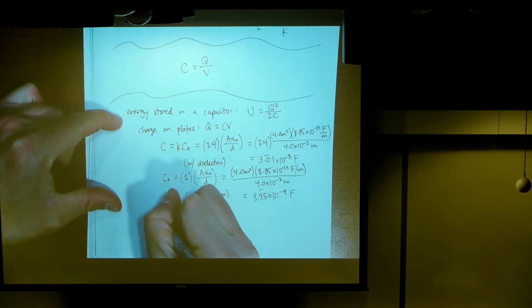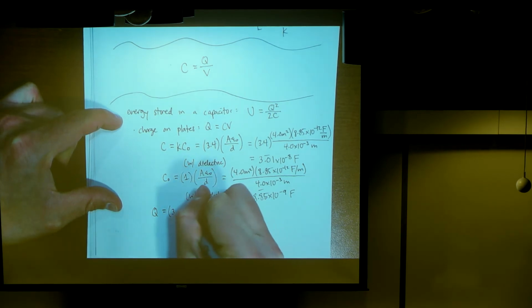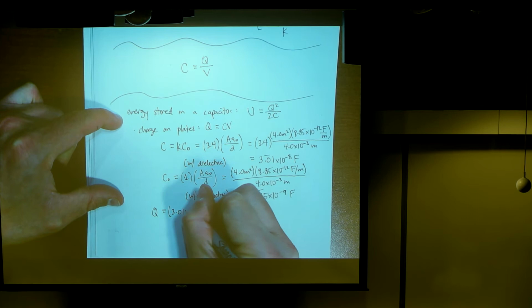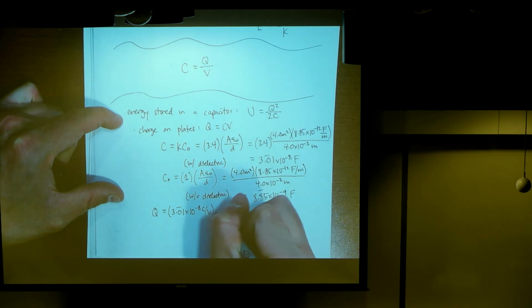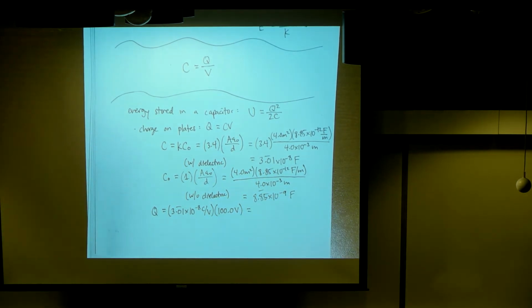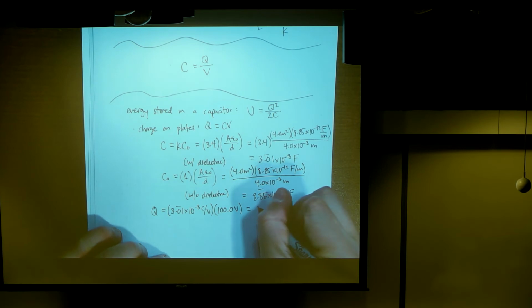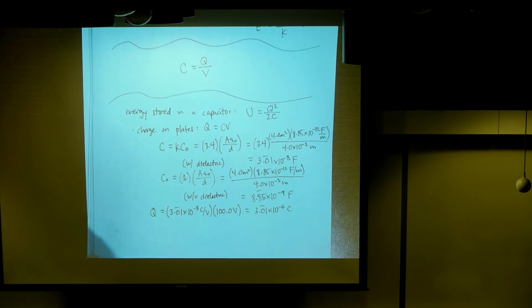So the charge on the plates is equal to C, which is 3.01 times 10 to the power minus 8 farads. Farads is coulombs per volt. And in this case, the voltage was just 100 volts, which means our charge is 3.01 times 10 to the minus 6 coulombs, because you're just multiplying that by 100, right? Takes 10 to the minus 8, brings it to 10 to the minus 6.